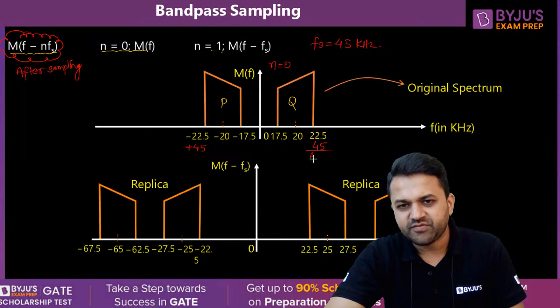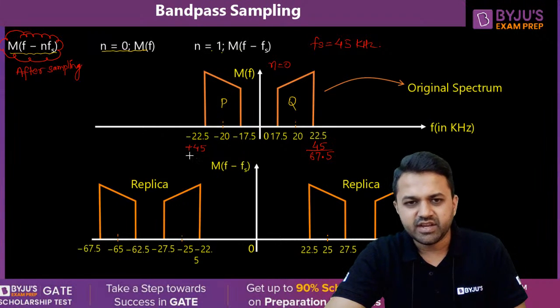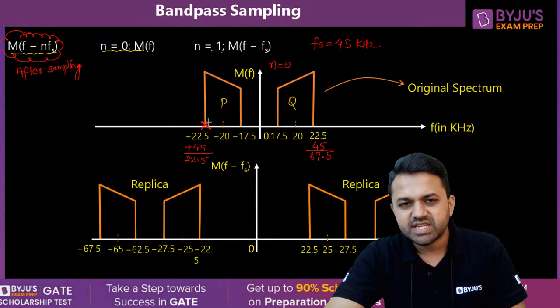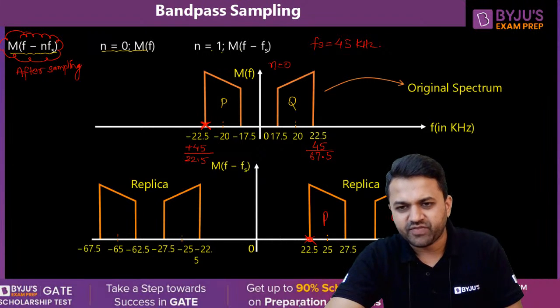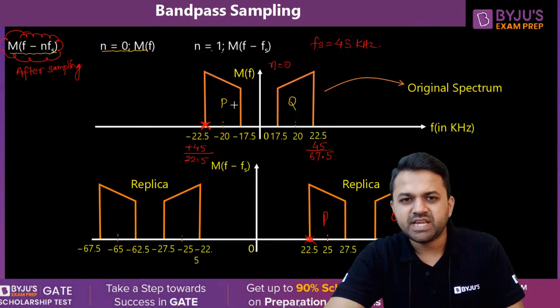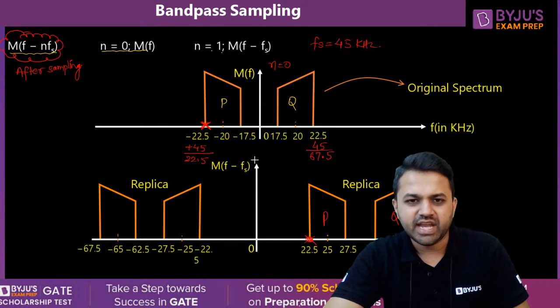When you add 45 to the whole axis, you will get 67.5, and here when you add, you will get 22.5. So this point P, this component which is P, will start from 22.5. That means this one is P, and this Q will end up at 67.5. So this is Q. So this P and Q will be shifted to the right-hand side.